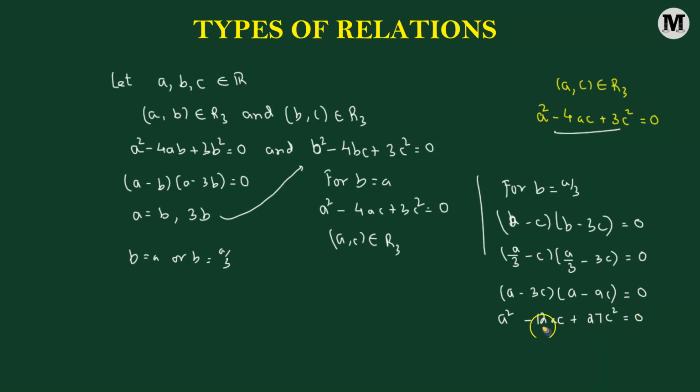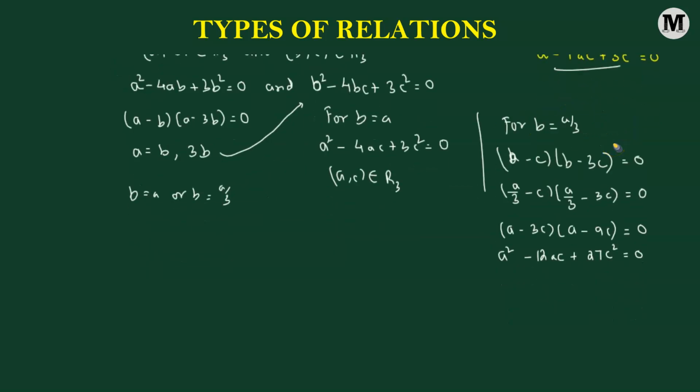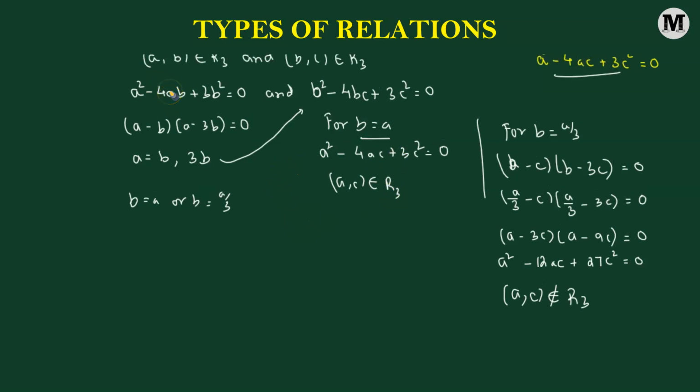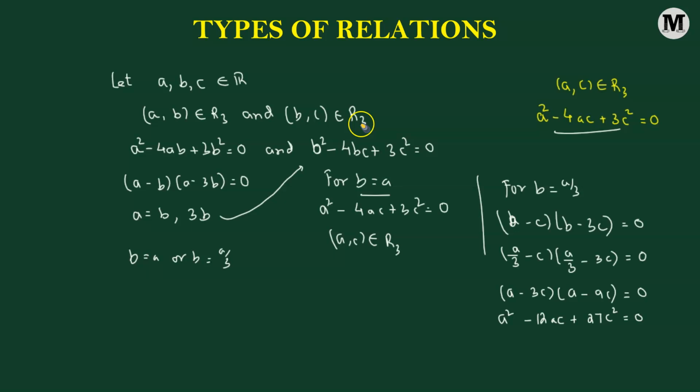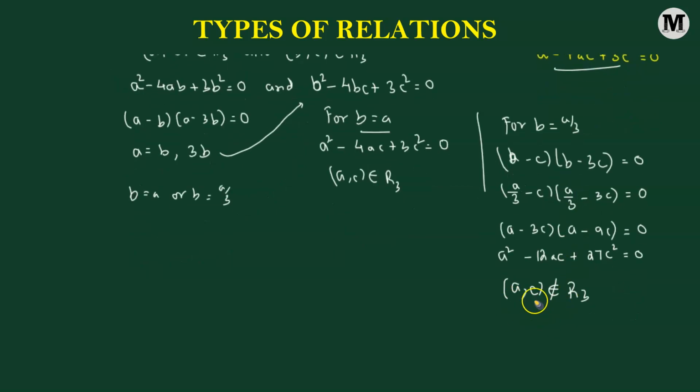Since this is not the same as the equation a squared minus 4ac plus 3c squared equals 0, we cannot say that (a, c) belongs to R3. Here we'll say that (a, c) cannot belong to the relation R3. Now there's a very specific case. Only when b equals a, for (a, b) belonging to R3 and (b, c) belonging to R3, (a, c) is going to belong to R3. Whereas if we have b equals a over 3, the ordered pair (a, c) cannot belong to R3. So we're not getting a general case here. We're getting a very specific case.